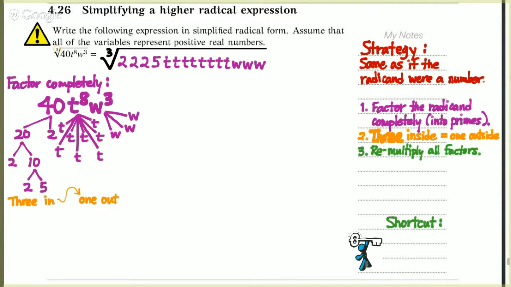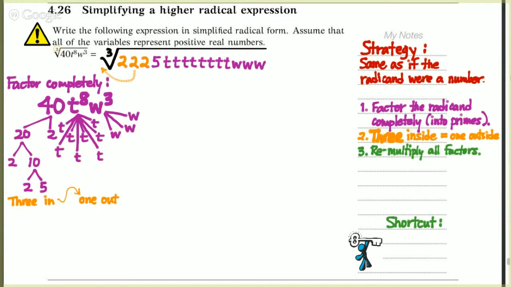So let's go looking for triplets. First triplet I find here is a triplet of 2's, 2 times 2 times 2. So I can bring that triplet of 2's to the outside of the radical and make it into a single 2. I also find a triplet of t's. I can bring that triplet of t's to be 1 t on the outside. But if I keep looking, I can find a second triplet of t's. Bring those t's on the outside as a single t. And I also find a triplet of w's.